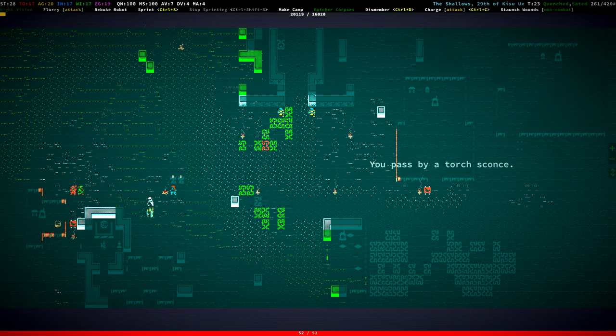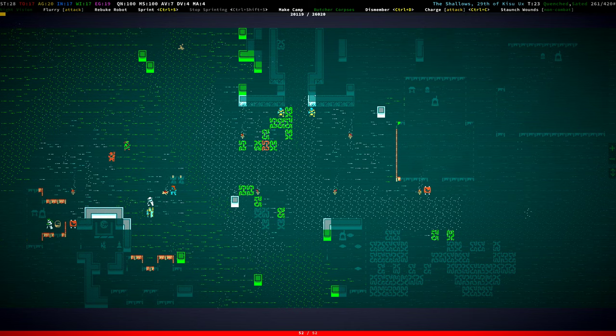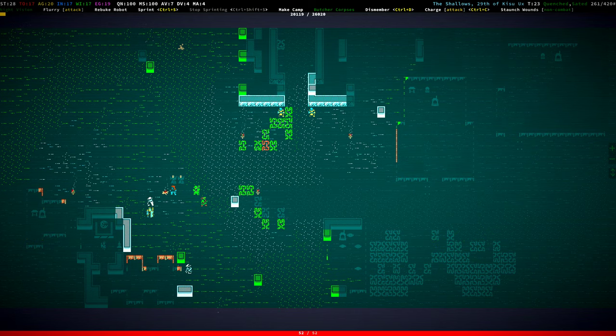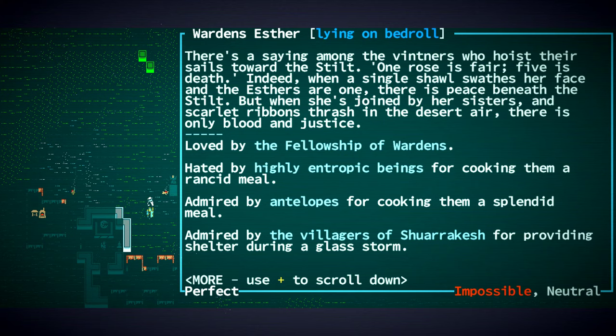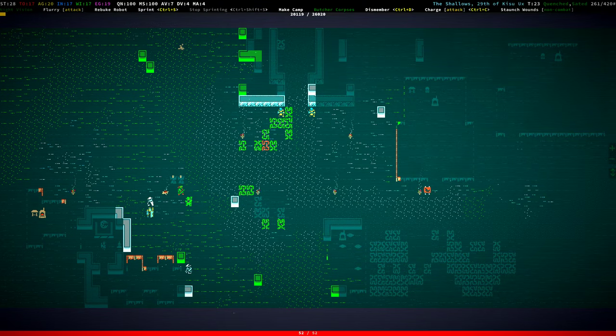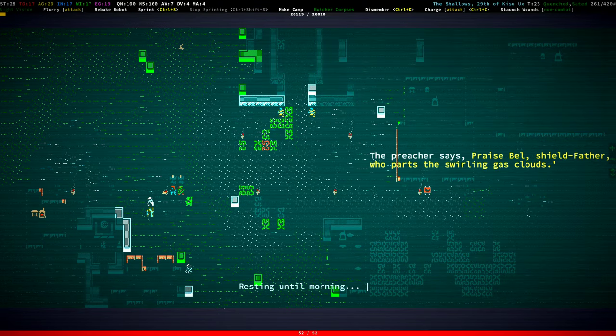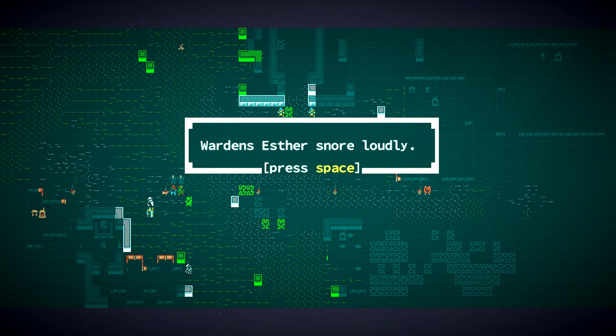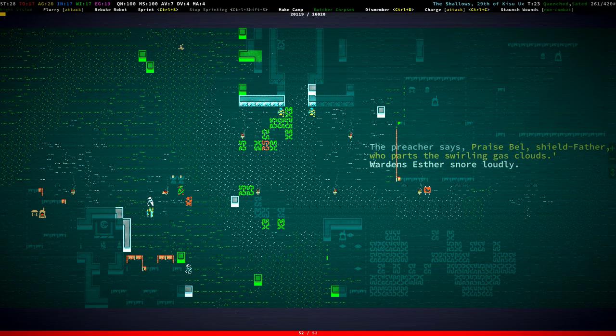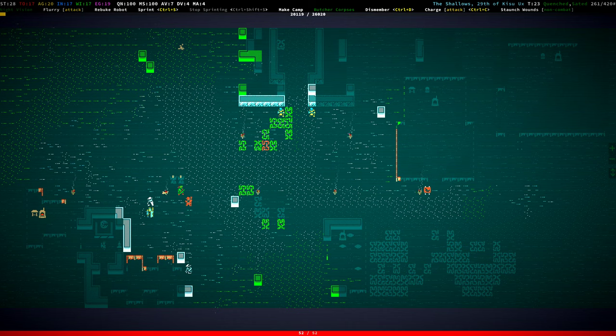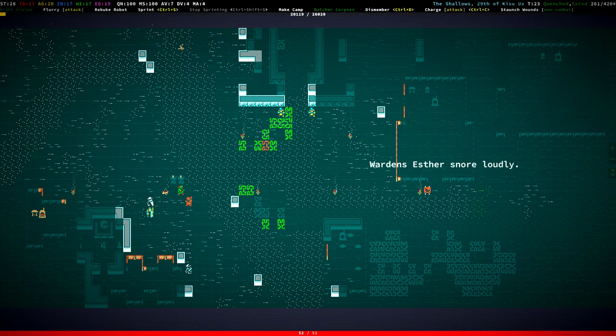Wait, what is this shop? Oh, that's food. Yeah, all right, so we've explored the stilt. No weapon shops. It's kind of pathetic here. I think I do want to talk to Warden Esther here, but let's wait till morning. And then can we talk to you? You're still snoring. When are you going to wake up? Still snoring.